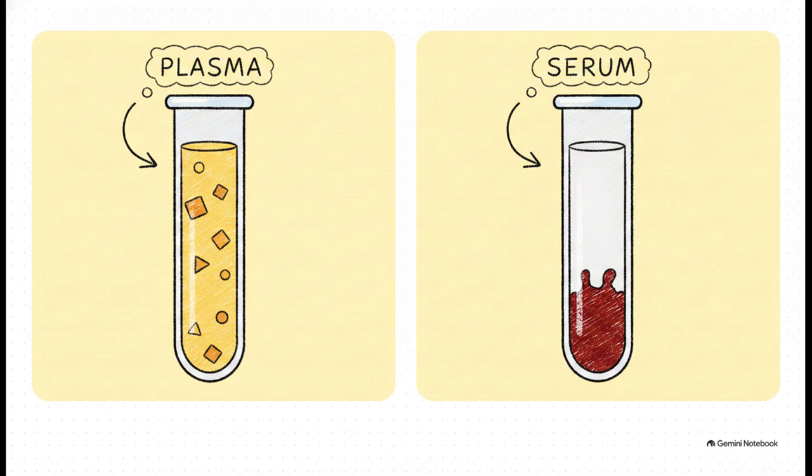But if you let the blood clot naturally and then remove that clot, the liquid left behind is called serum. The sharp contrast here is that plasma still has its fibrinogen, while serum basically doesn't, because that protein gets completely used up forming the physical clot. Depending on what the lab needs to test, they're going to specifically ask for whole blood, plasma, or serum.